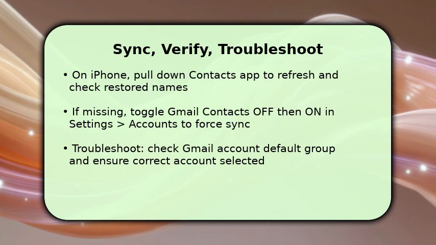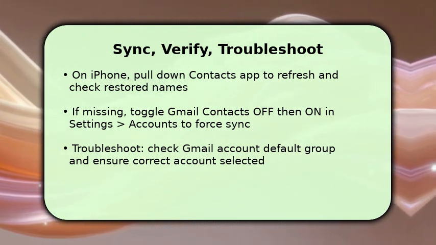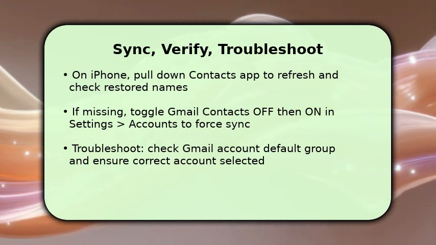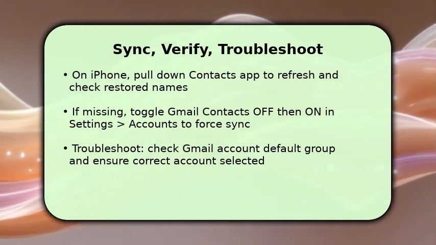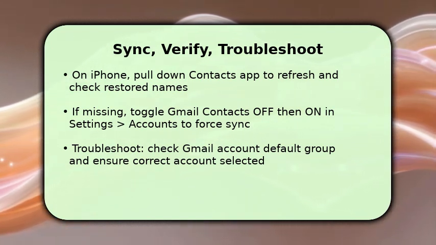Open Contacts and pull down to refresh, then look through groups to confirm the Gmail account is selected as default if needed. If contacts don't appear, go to Settings, Mail, Accounts, toggle Contacts off, wait a few seconds, then toggle back on to force a full resync.